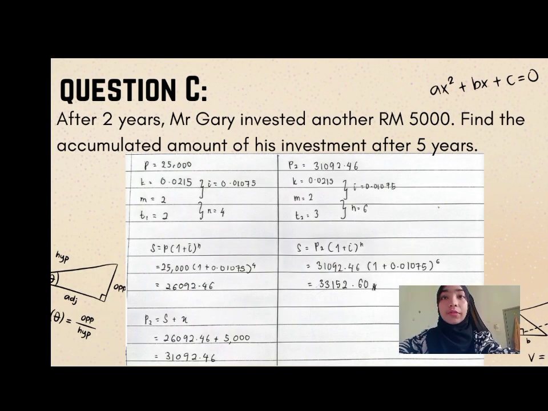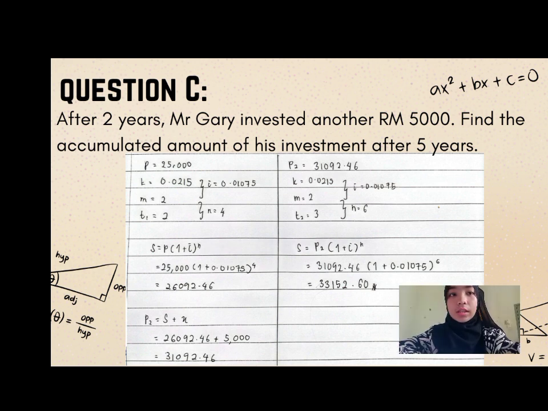So question C, after 2 years, Mr. Gary invests another 5,000 ringgit. Find the accumulated amount of his investment after 5 years. So this question involves compound interest with 2 time periods, but the interest rate stays the same for both periods. So we must calculate the future value in 2 stages.